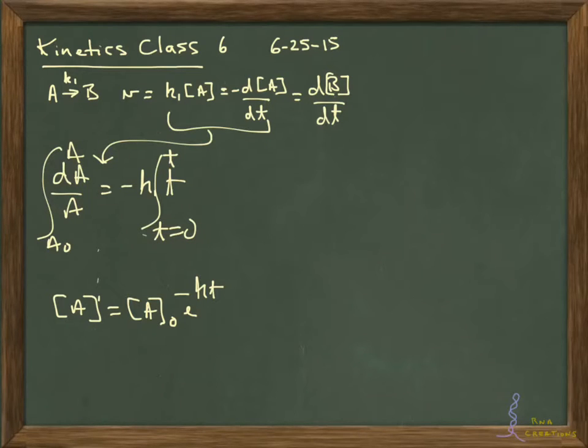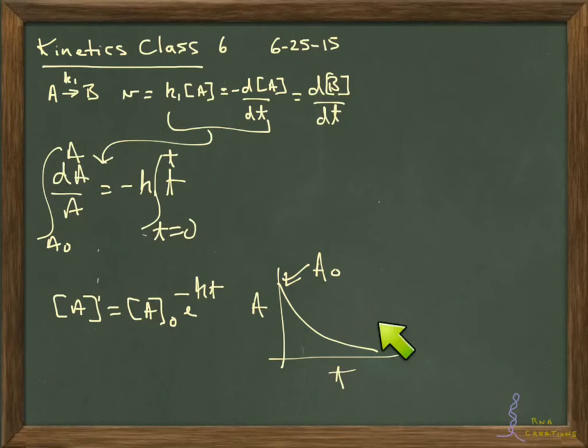We would substitute in the limits and evaluate the integrals, and that would lead us to this expression right here, which is the famous familiar one, that A is equal to A naught, and this decays as e to the minus kt. You can see here a nice plot of this in which the concentration of A is decreasing with time and starting at a value of A naught.